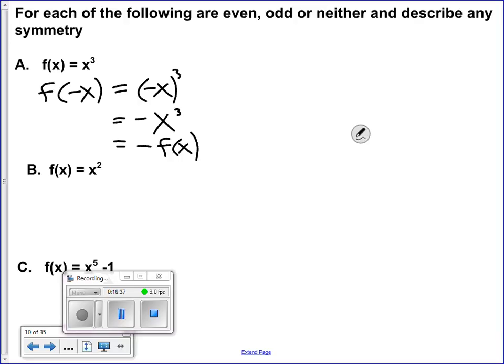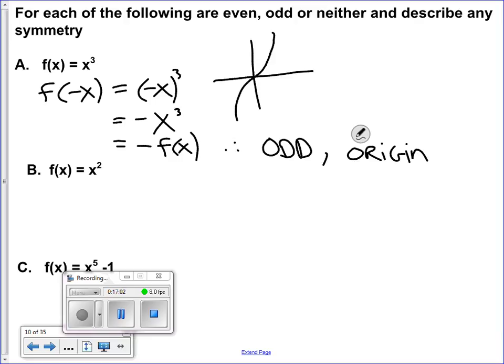So is this function even, odd, or neither? Odd. So therefore, our function is odd. And once we know it's odd, we know about the symmetry. It's going to be symmetric about the origin. And you know that's true, because you know the graph of y equals x cubed looks like this.